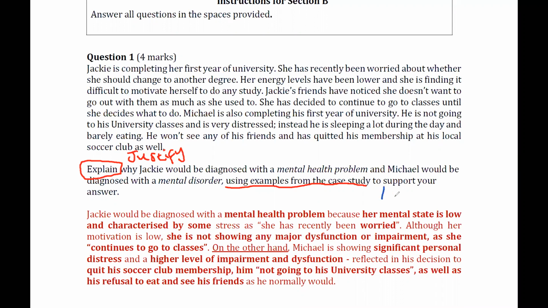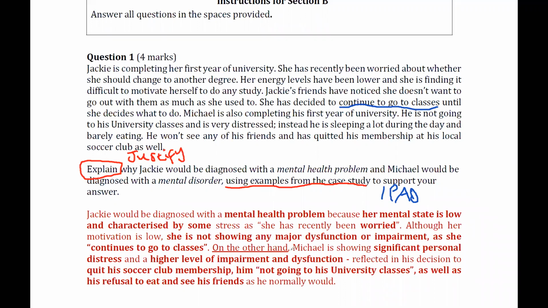Remember I told you guys, always use the memory tip iPad to determine whether someone is experiencing a mental disorder or not. In Jackie's case, she's experiencing a little bit of stress because she's worried about her university degree and what she should do, but she's not showing any major dysfunction. For example, she's still continuing to go to classes. She hasn't given up on university, and she hasn't completely switched off in terms of her functioning.